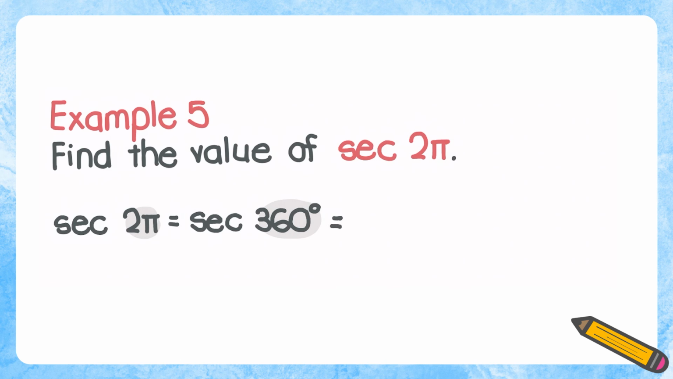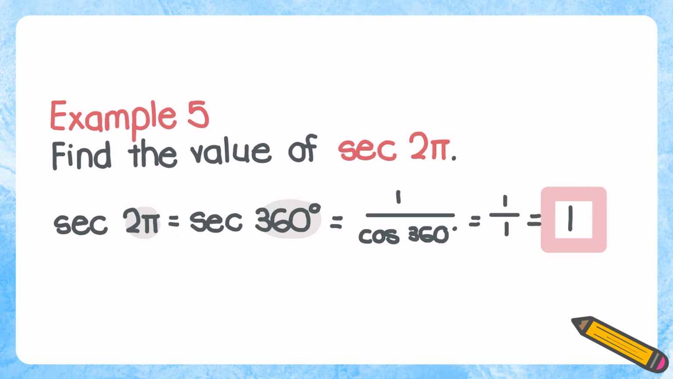And secant is the reciprocal function of cosine. So we have 1 over cosine of 360 degrees. Cosine of 360 degrees is 1. So 1 over 1 equals 1. Notice how in our earlier example, cosecant of 2 pi was undefined, but secant of 2 pi results in 1.